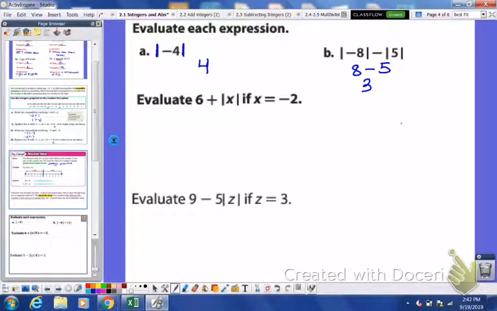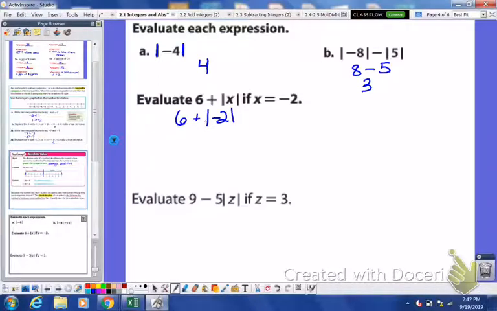Then evaluate 6 plus the absolute value of x if x equals -2. If you remember from the last chapter, first step is always to show our substitution. So 6 plus the absolute value of -2. Take care of this absolute value.